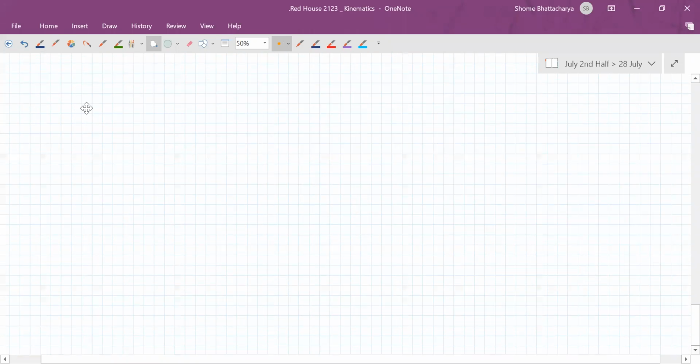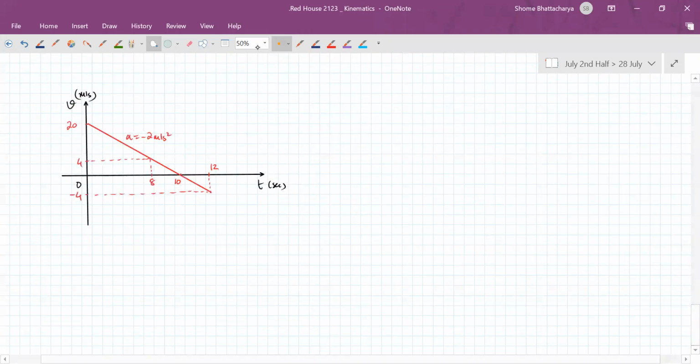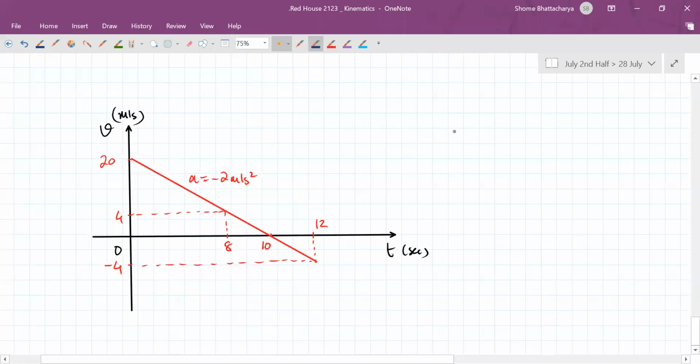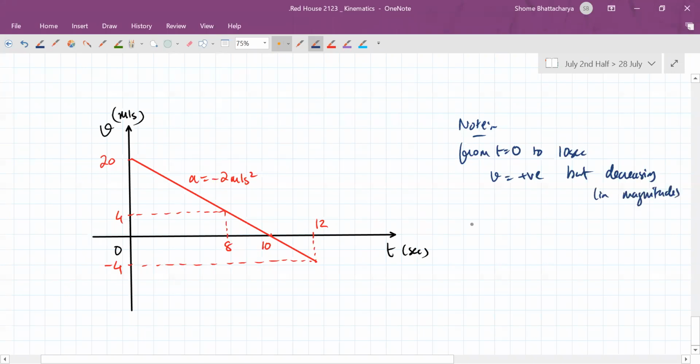So in the interpretation of this graph, you can understand that the motion is happening in the positive direction up to 10 seconds. Okay, so from t equal to 0 to 10 seconds, the velocity is positive but decreasing in magnitude. Okay. So it is having a decelerated motion in the positive direction.